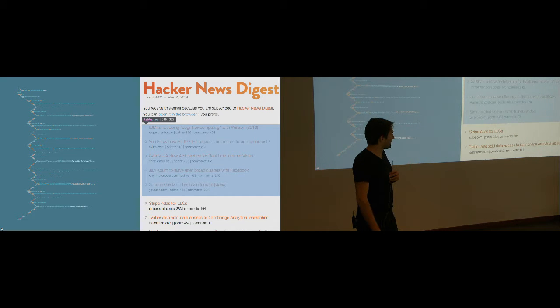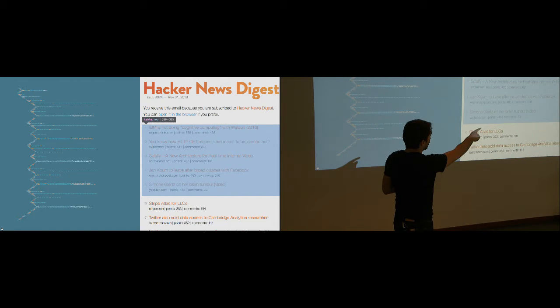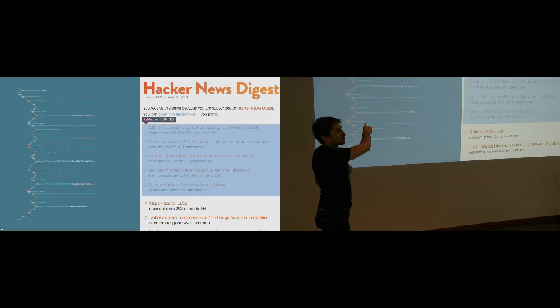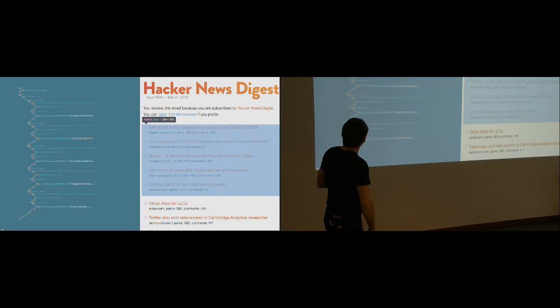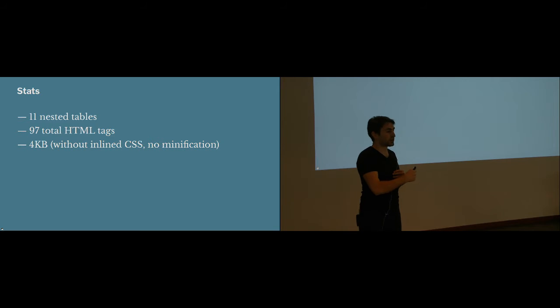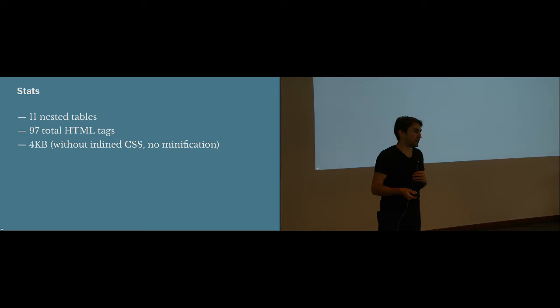So just to give you an example of what the table layout looks like, the selected part in the screenshot is the code required to render that. As you can see, it's quite a lot of code. Those are 11 tables inside of each other. There's about 100 HTML tags, and total is 4 kilobytes. Remember, this is not even with inline CSS.